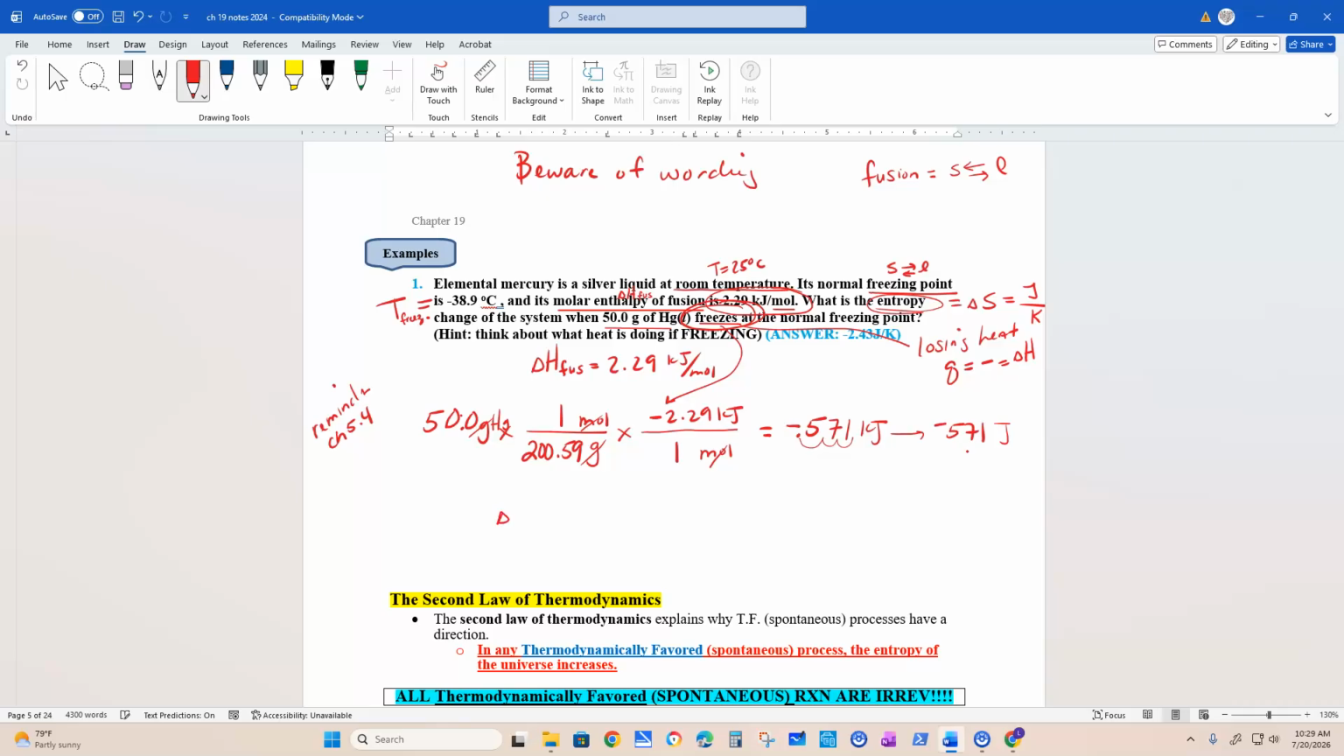And then simply plug it into your delta S. Remember, delta S is your Q reverse. You could even say delta H over T. So I got the Q, I got the heat. That's my Q, negative 571. And then my temperature, I do need to get this temperature into Kelvin. So negative 38.9.